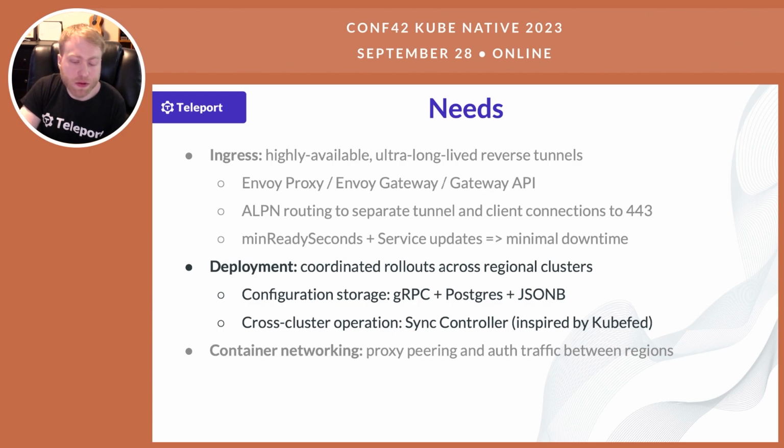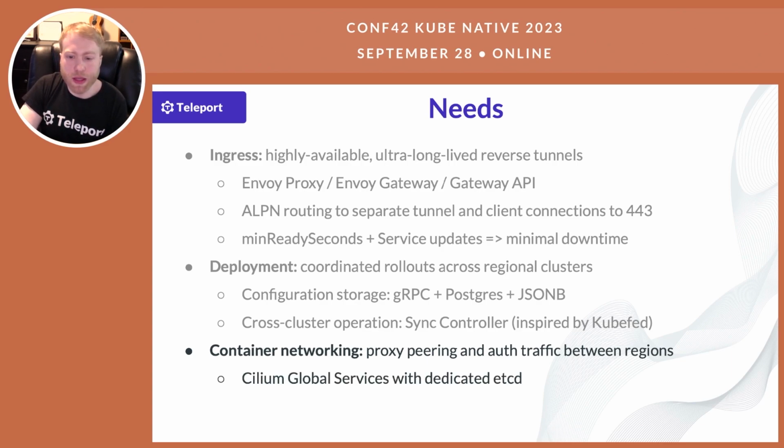The next big important piece of all this is, how did we do container networking? How do we let proxies talk to auth servers? How do we let proxies peer with each other across regions for this massive multi-cluster deployment? And what we found was that Cilium Global Services worked really, really well. We tried some different deployment architectures with Cilium. We found that having a dedicated etcd can perform the best.